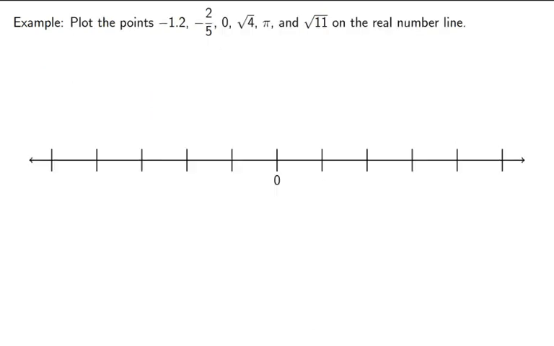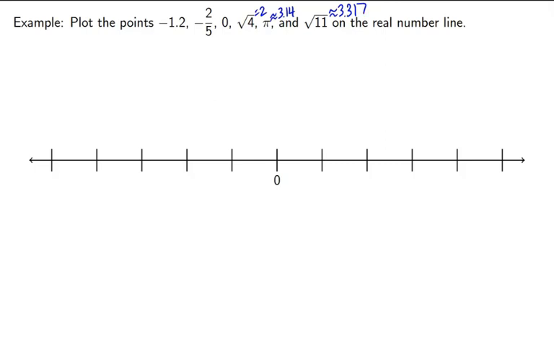Alright, let's do an example of plotting these. So, we already wrote that square root of 4 was 2, and most of you probably know that pi is about 3.14. That's a useful decimal approximation to have for pi. And then the square root of 11 is approximately 3.317. So you might need these in order to plot these on a number line.